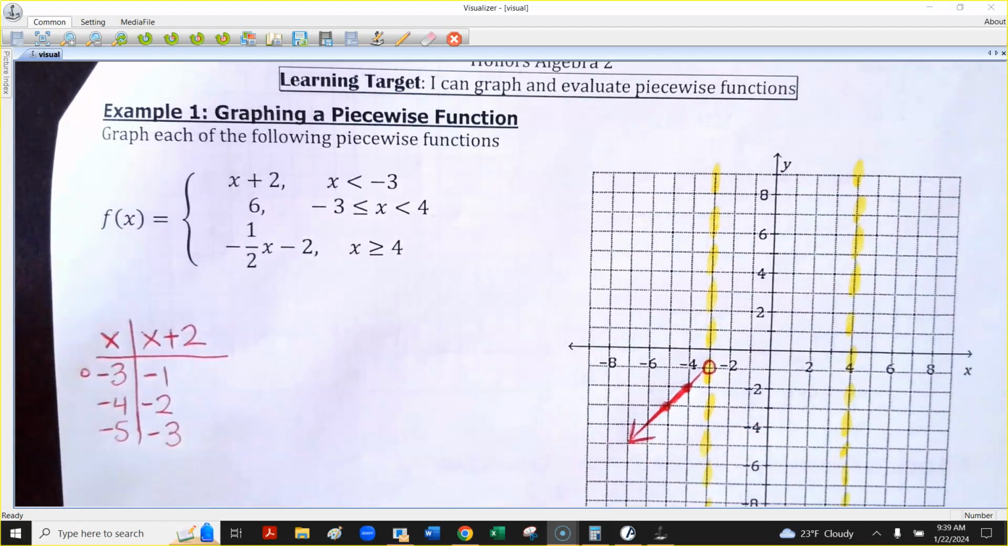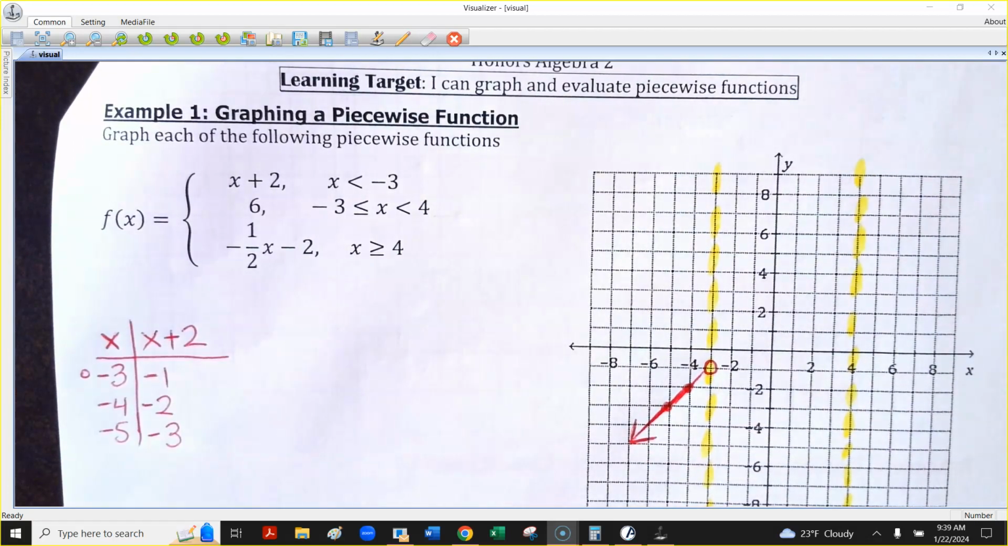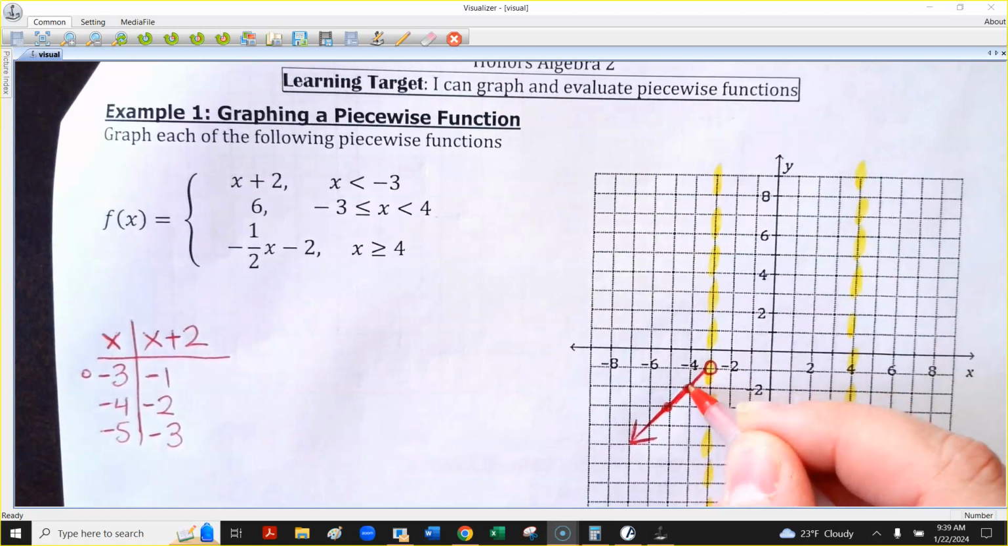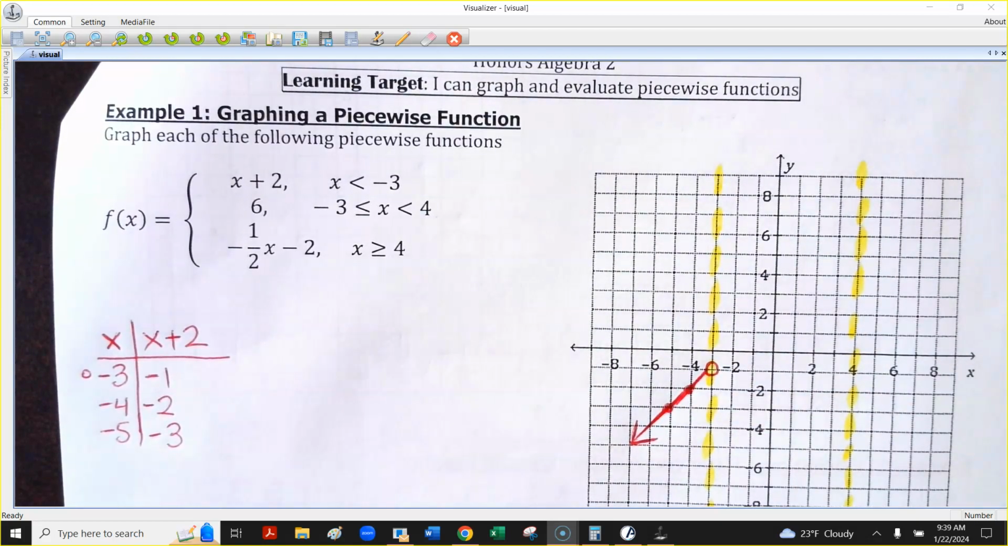That's my first piece. Just play connect the dots. But you want to make sure you start with the value that's in the inequality because it should actually connect up to that area. We'll just have an open circle.